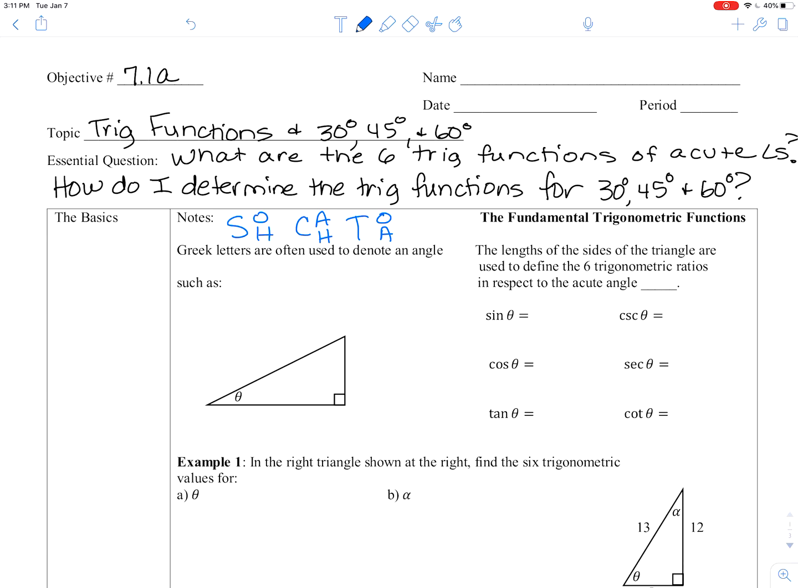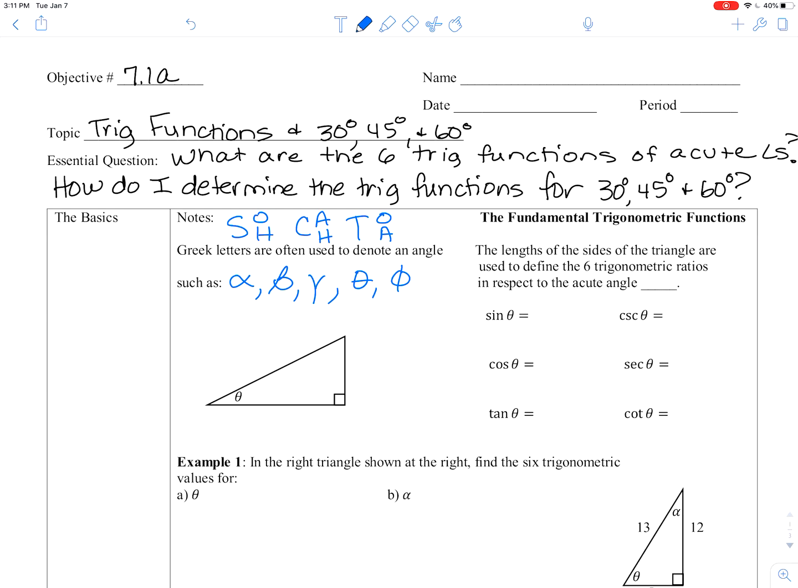Okay, Greek letters are often used to denote angles, such as alpha, lowercase a in Greek, beta, they're all lowercase, even though that looks like an uppercase B, it's not. Gamma, theta, phi. There are others, but these are the most common that I see in the trig textbooks that we use.